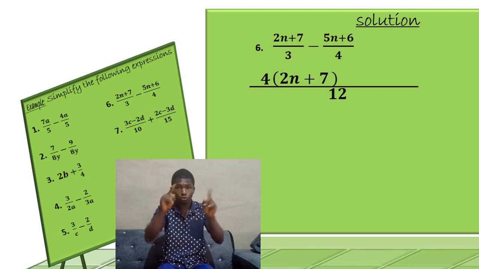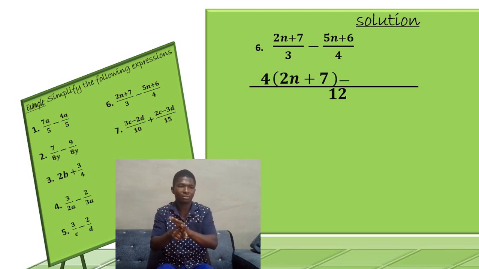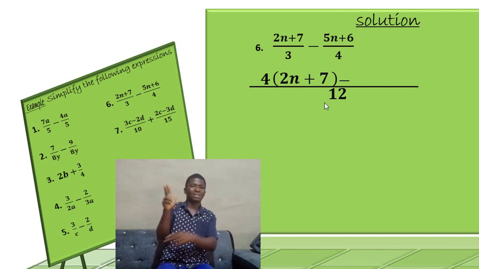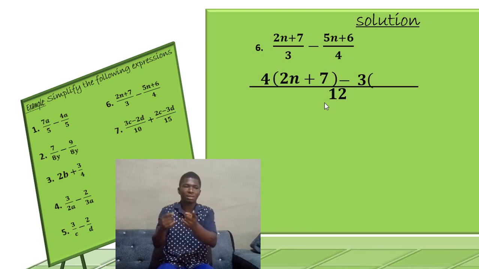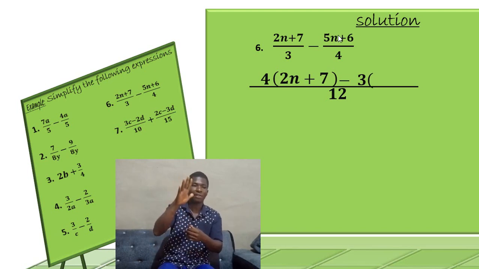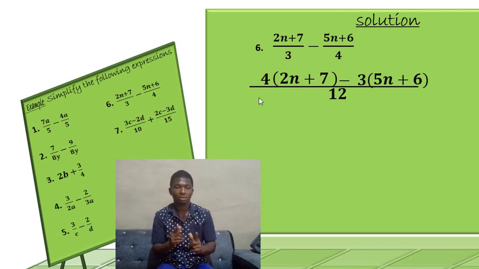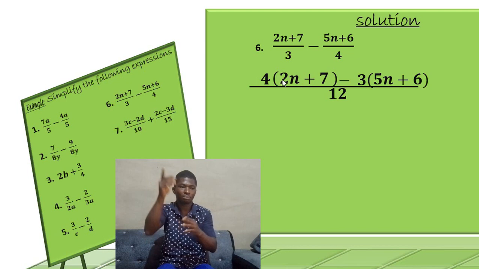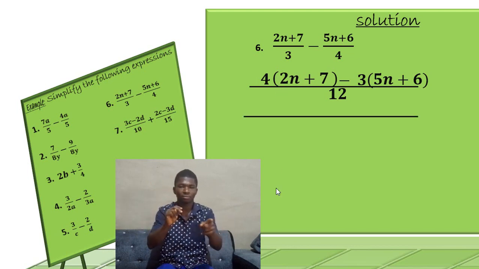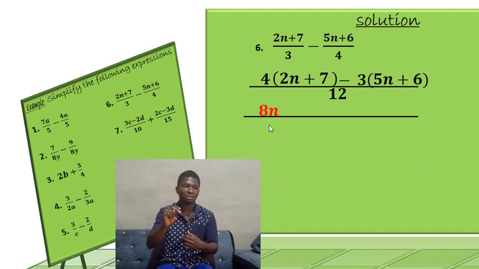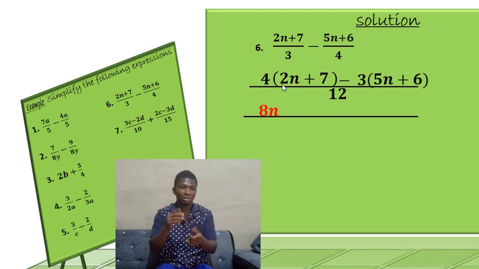Now you have a negative here. Then you have 4 dividing 12. If 4 divides 12, you have 3. Please open that bracket. Then multiply everything you have up here by that 3. It's closed already. So let's undo our brackets. When we open this bracket, we have 8n. That is 4 multiplying 2n, that's 8n. Then 4 multiplying plus 7, that's plus 28.